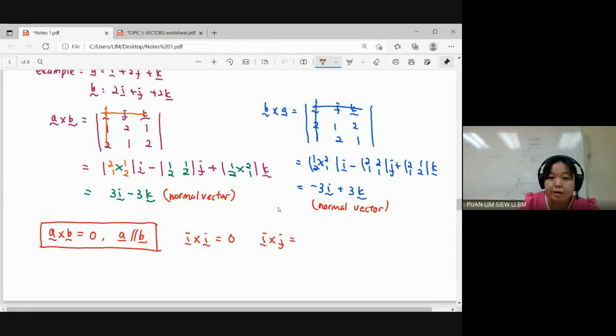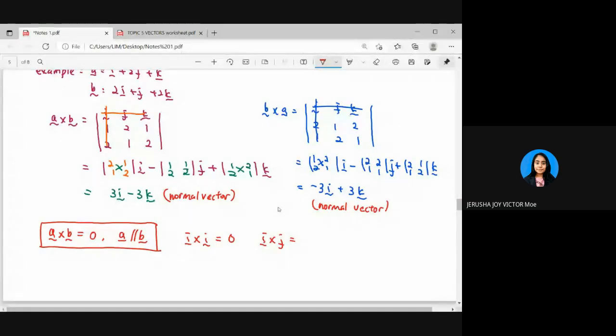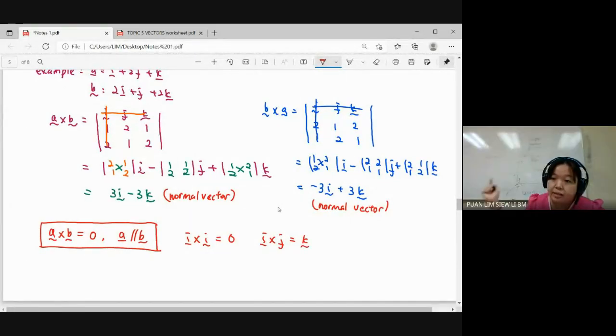I, where is I? X-axis, cross with J. I and J, what is normal to them? Your vector coming up, K. Z. So, Z-axis coming up. The vector that represents the Z-axis is vector K. So, when I reverse the order, J cross I gets negative K.